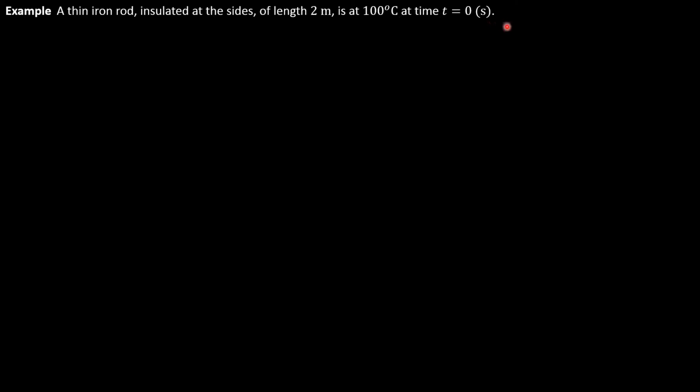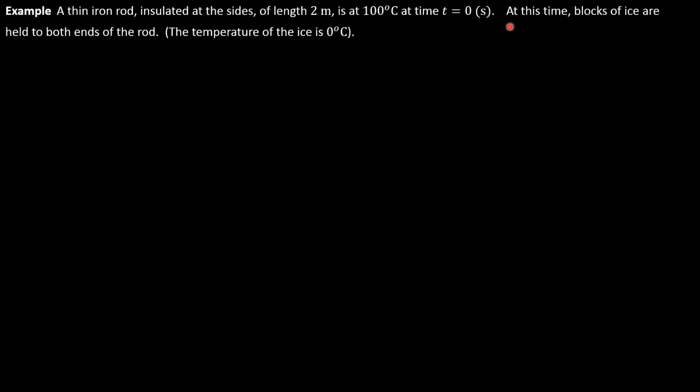at time 0. And we're measuring time in seconds, length in meters, and temperature in degrees Celsius. So you can already see there's a lot going on here just by looking at the units. We have length, time, temperature. At this time, we hold 2 blocks of ice to either end of the rod. And we're going to suppose the blocks of ice are 0 degrees Celsius. And I ask, when will the center of the rod reach 50 degrees Celsius due to this cooling from the blocks of ice?